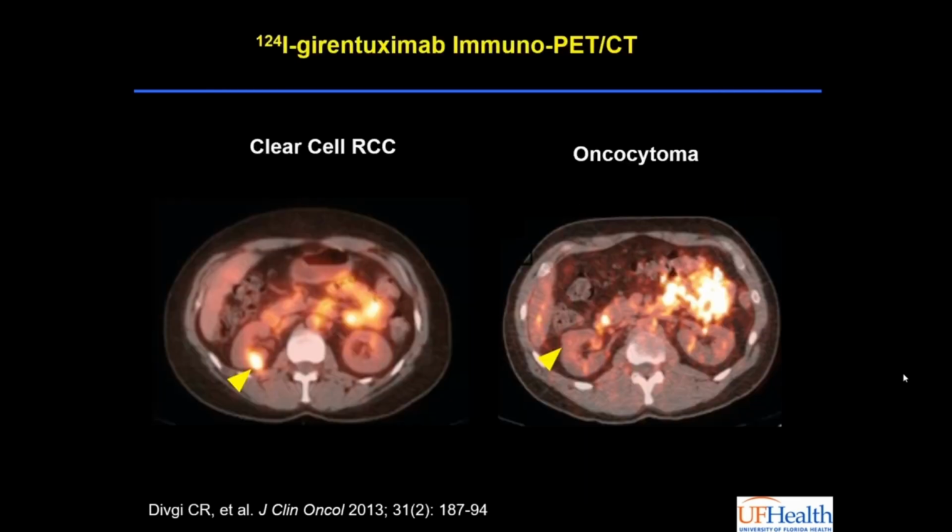And again, here are some imaging examples. On the left, a clear cell renal cell carcinoma that lit up very nicely with girentuximab on the PET imaging, versus an oncocytoma tumor that is cold.